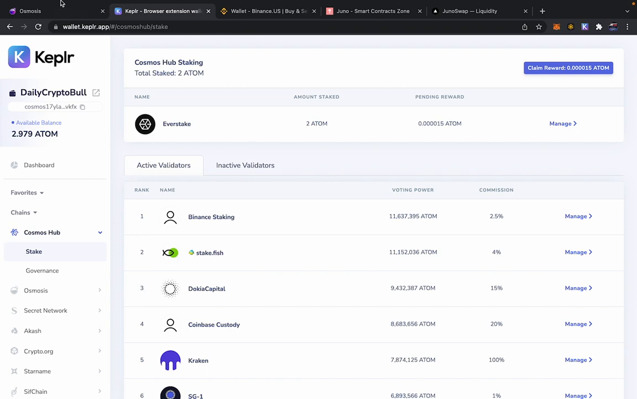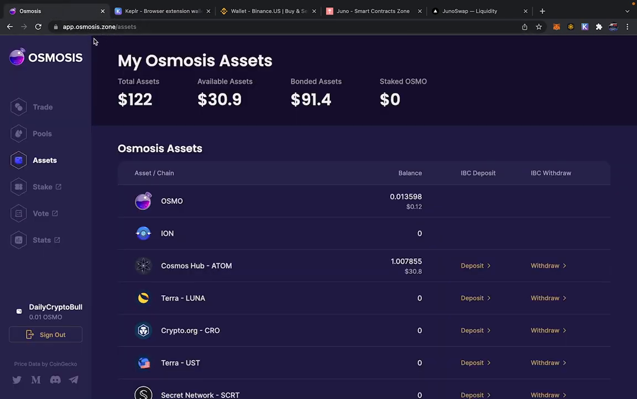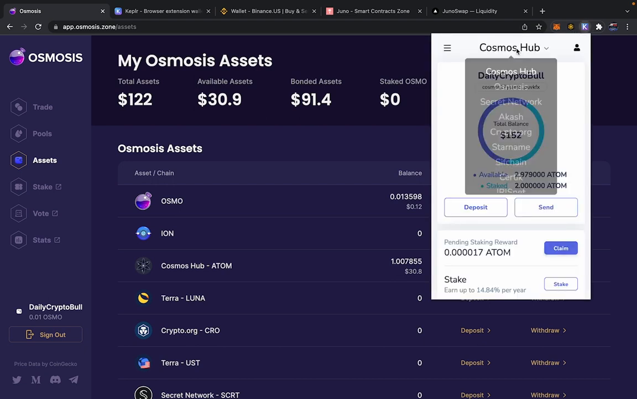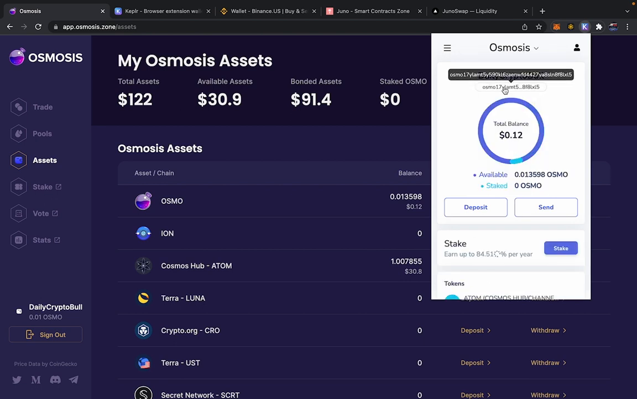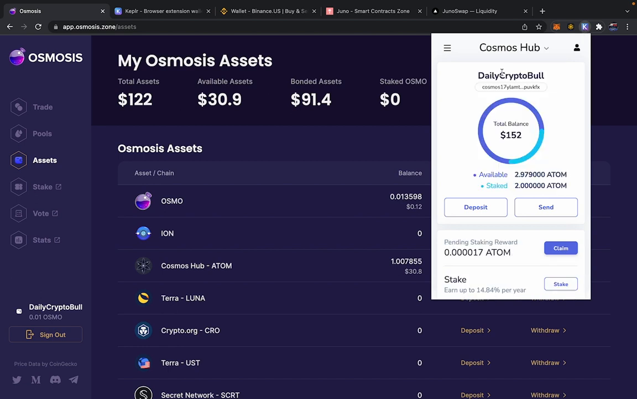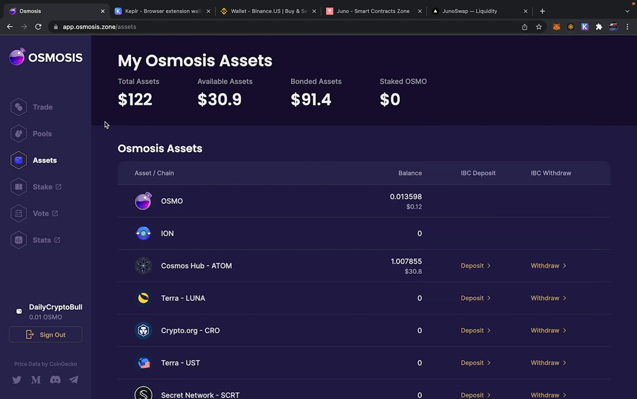Now let's head over to Osmosis, right? Osmosis.zone. Make sure you get the right website. Now as we go over here to the Keplr wallet, we're in the Cosmos hub. Here's Osmosis. So to do any transactions on Osmosis, I need to click Osmosis. Now we don't have much in here, so wait a minute. I have money in my Cosmos hub, but I don't have it in my Osmosis. How am I supposed to do anything on Osmosis? We'll get to that in a second.